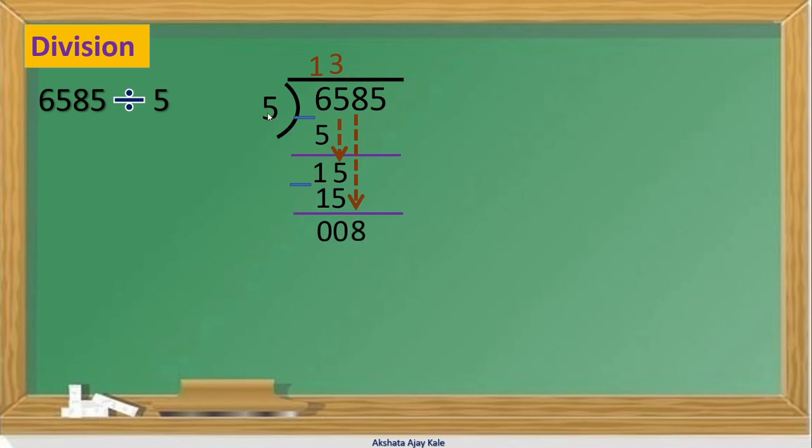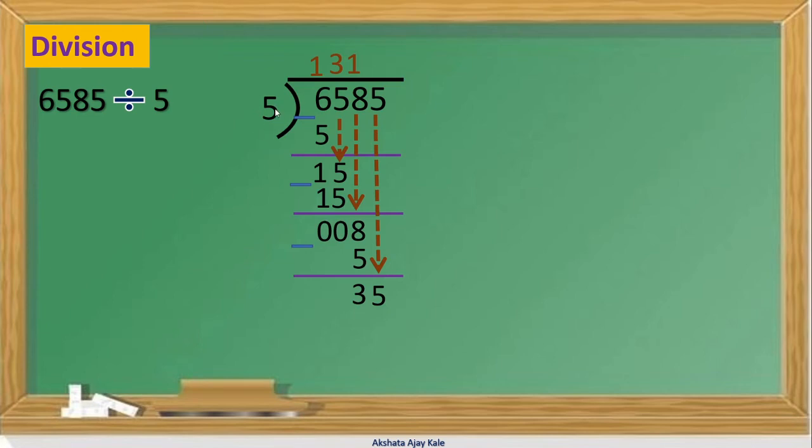Okay. Now again 8 is larger than 5. So we can take this, 5 ones are 5. Right? Now 8 minus 5, that is 3. Now 3 is smaller, so we will take this 5 down. It became 35. Right? Now again we have to recite the table for 5.